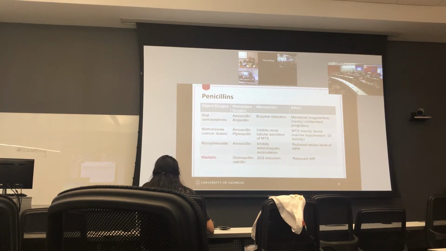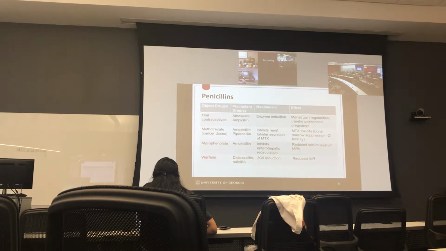A major interaction is with warfarin. So dicloxacillin and nafcillin have 2C9 induction. So this will cause a reduced INR, reduced anticoagulant effect of warfarin, so you may need a higher dose. The induction of 2C9 is a gradual process, so it can take 1 to 2 weeks of having this interaction to see the full reduction in INR with warfarin.